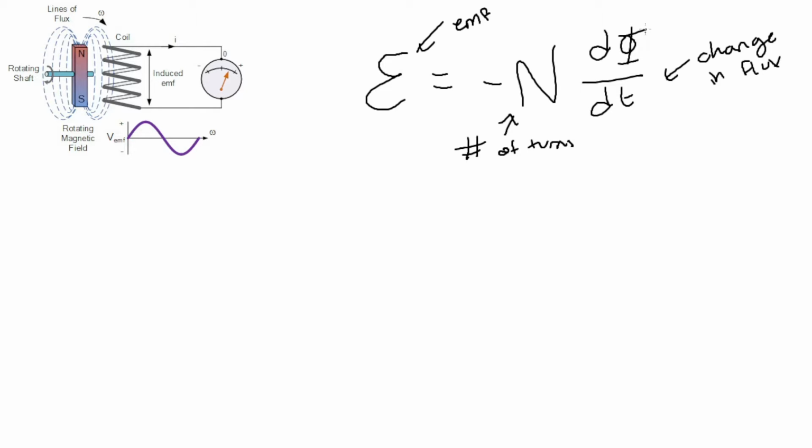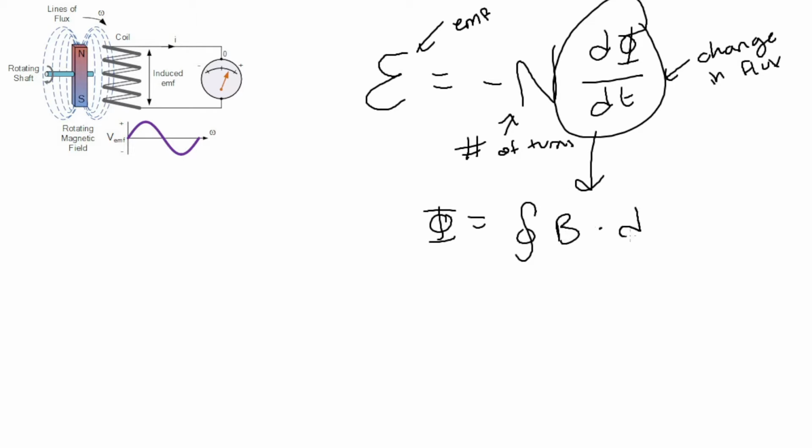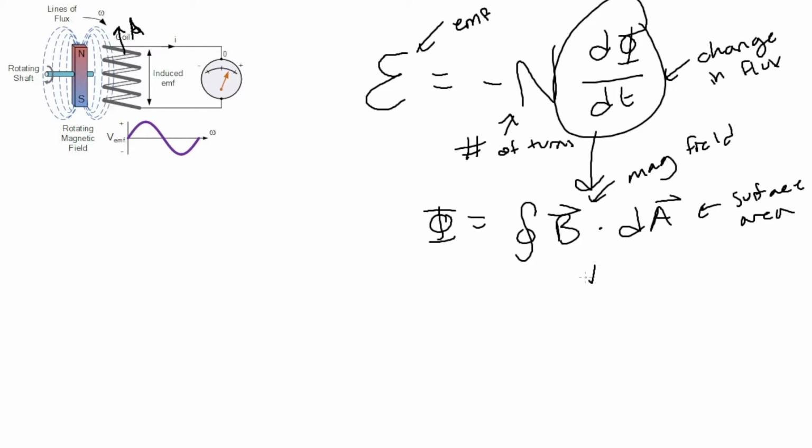But what does this flux part actually mean? Let's break this down. Magnetic flux is equal to the surface integral of B dot dA, where B is the magnetic field and A is relating to the surface area of the solenoid. Right here, this would be our A vector. This is complicated, so for our purposes we can break it down into BA cosine theta, where theta is the angle between these two vectors. That means in order to have a change in flux, we need to be changing at least one of these variables. And the most practical one to change would be theta.